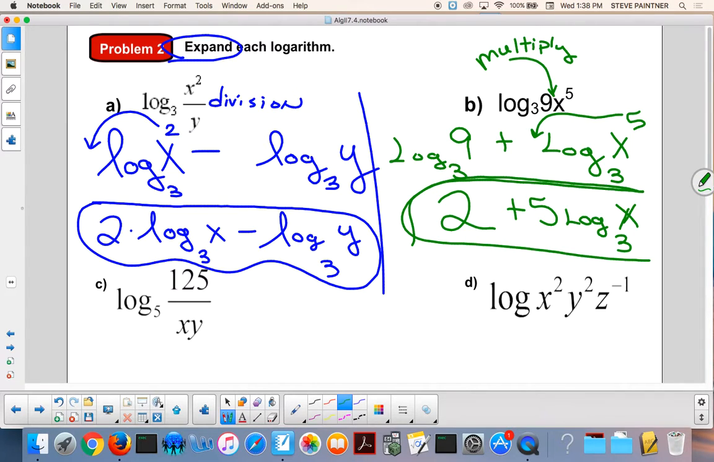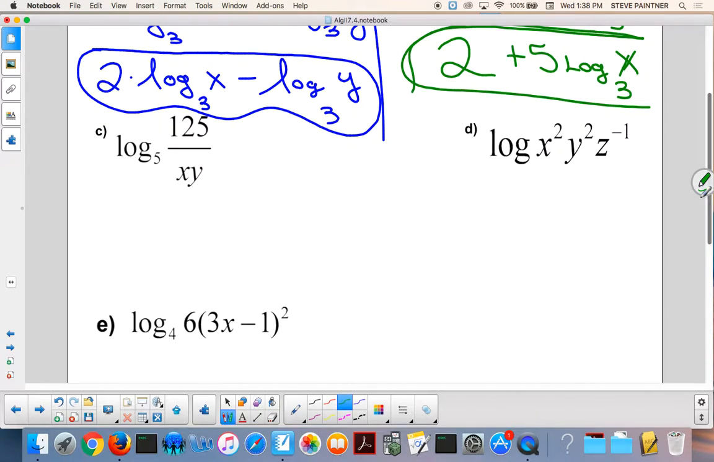Okay? Nobody's hand is going up in the air, so I'm thinking you guys are doing just fine, right? Okay, try these. C, try C.